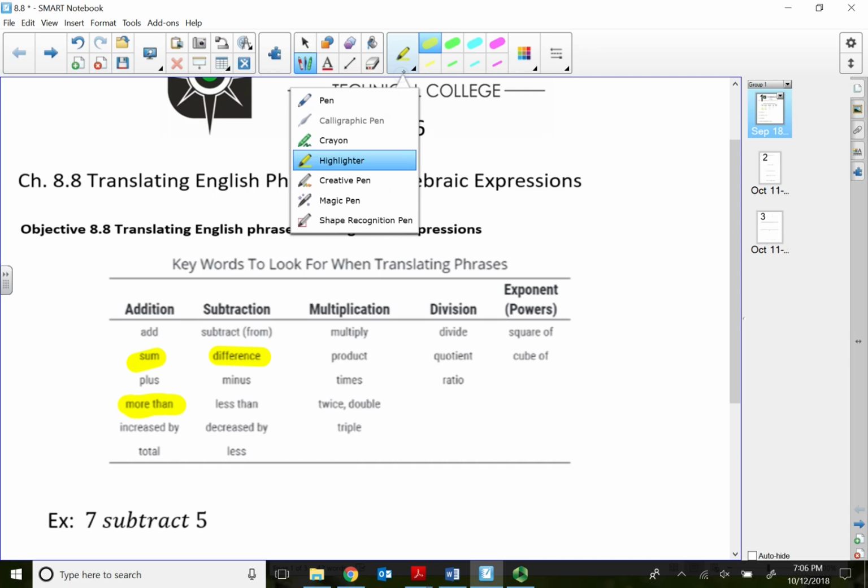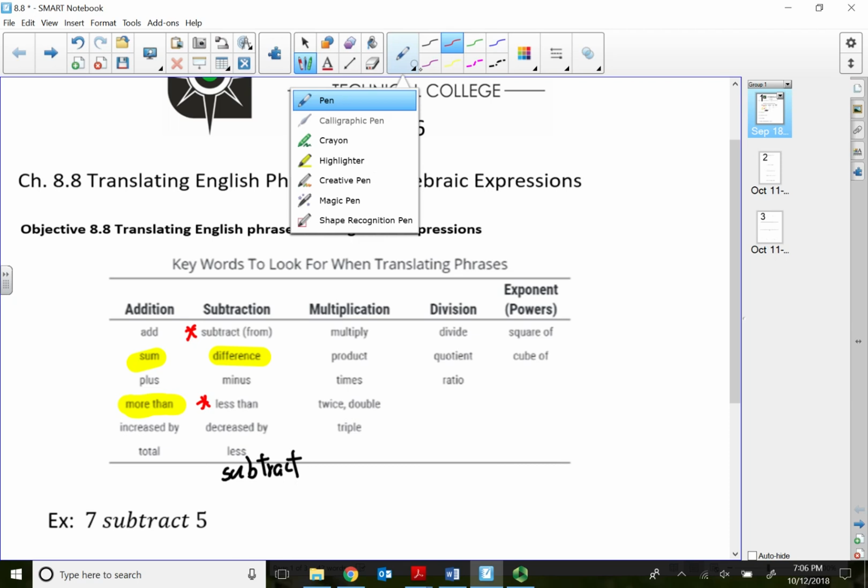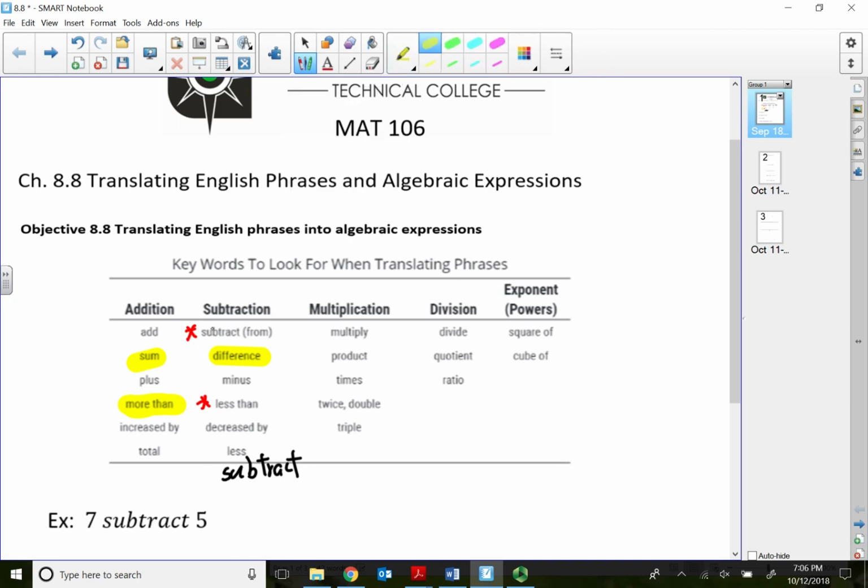Now, the trickier ones are the wording subtracted from. Note the word subtract is different than subtracted from. I'm going to put the word subtract down here. Subtract is the regular minus sign, but subtracted from, and the word less than, are a little bit tricky. When you see the words subtracted from or less than, you will translate those backwards.